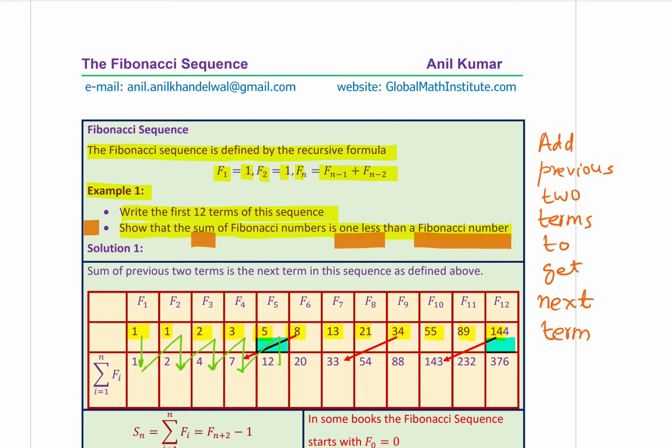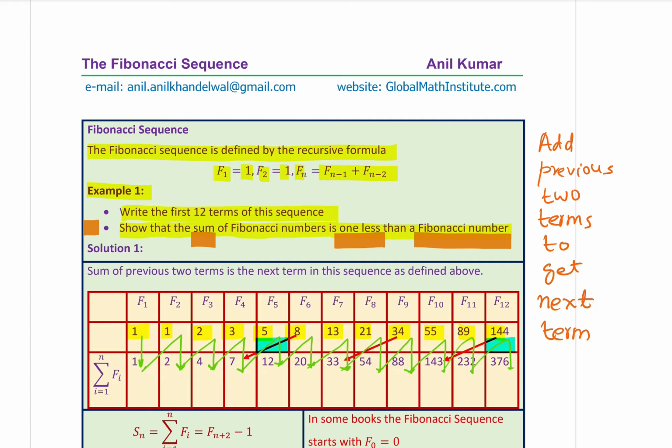7 plus 5 is 12. 12 plus 8 is 20. 20 plus 13 is 33. And when you add 21, you get 54. When you add 34, you get 88, and so on, right? So you can create a table like this, as we are seeing.